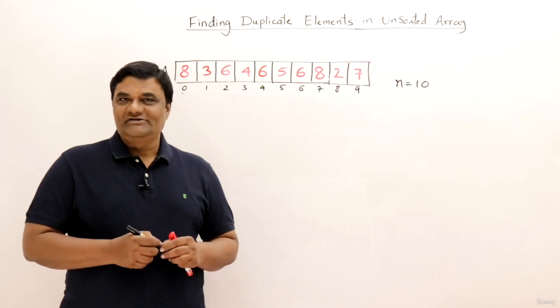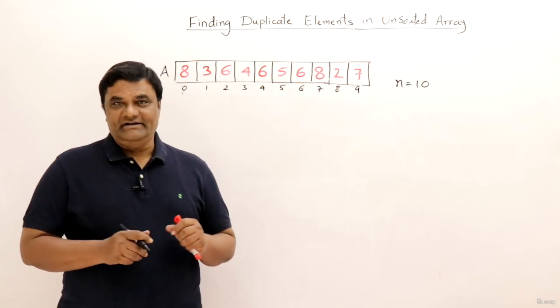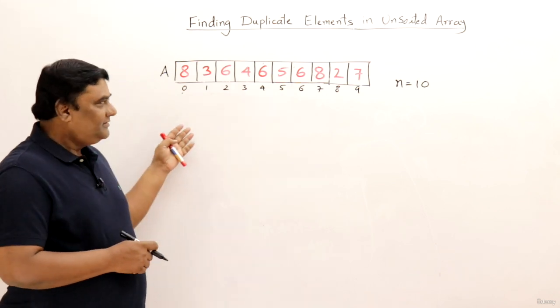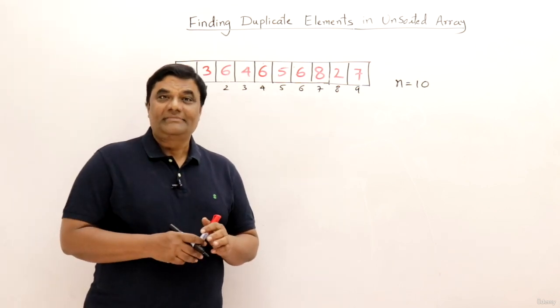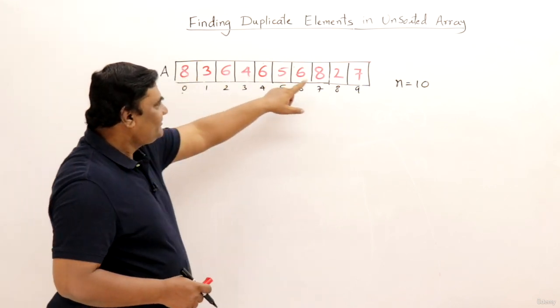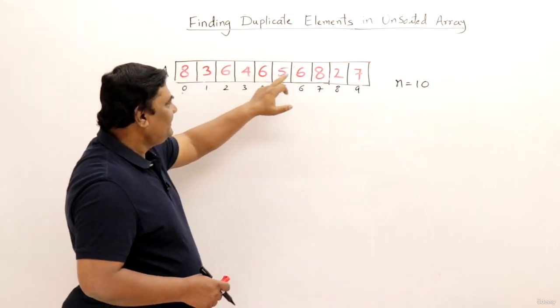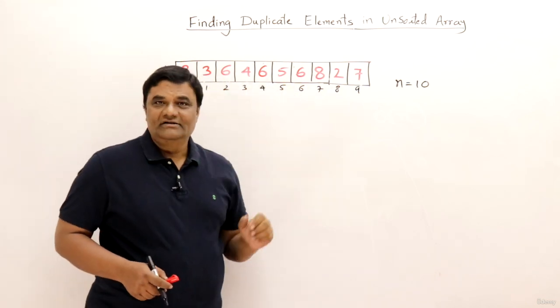In this video, we'll look at a procedure for finding duplicates in an unsorted array. I have an example array. Here the elements are not sorted and there are some duplicate elements present in this array, like 8 is appearing 2 times and 6 is appearing 3 times and the rest of the elements are unique.